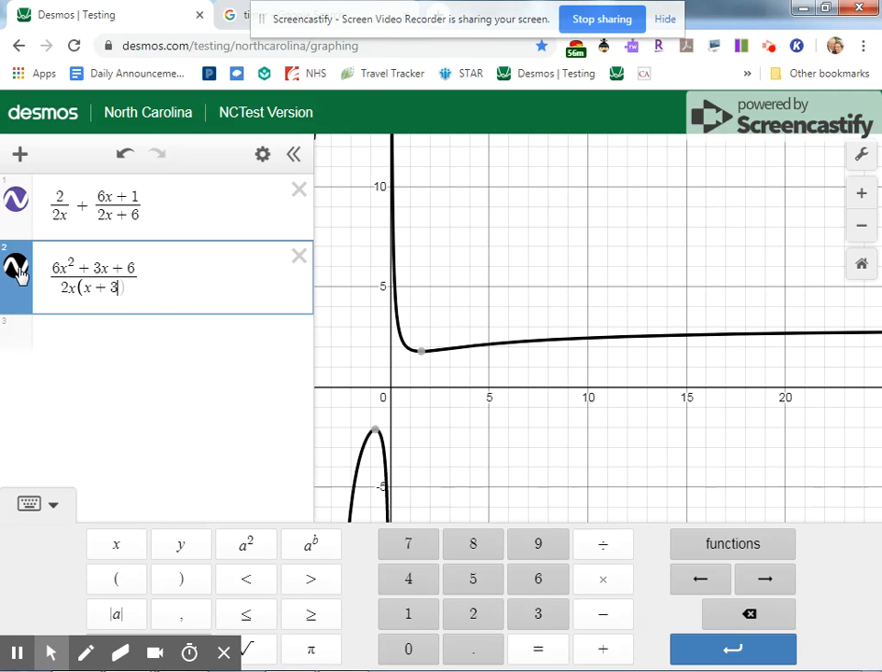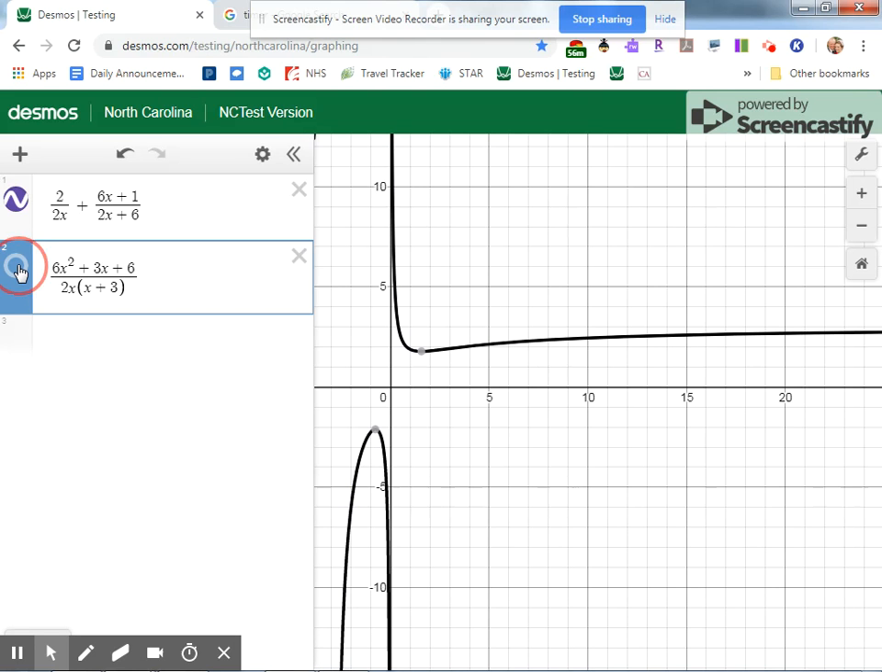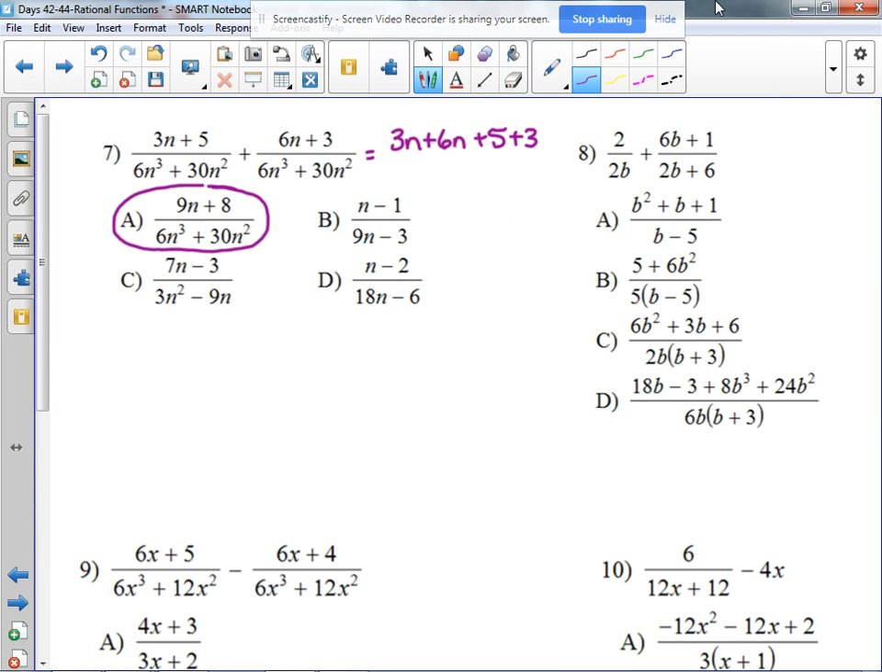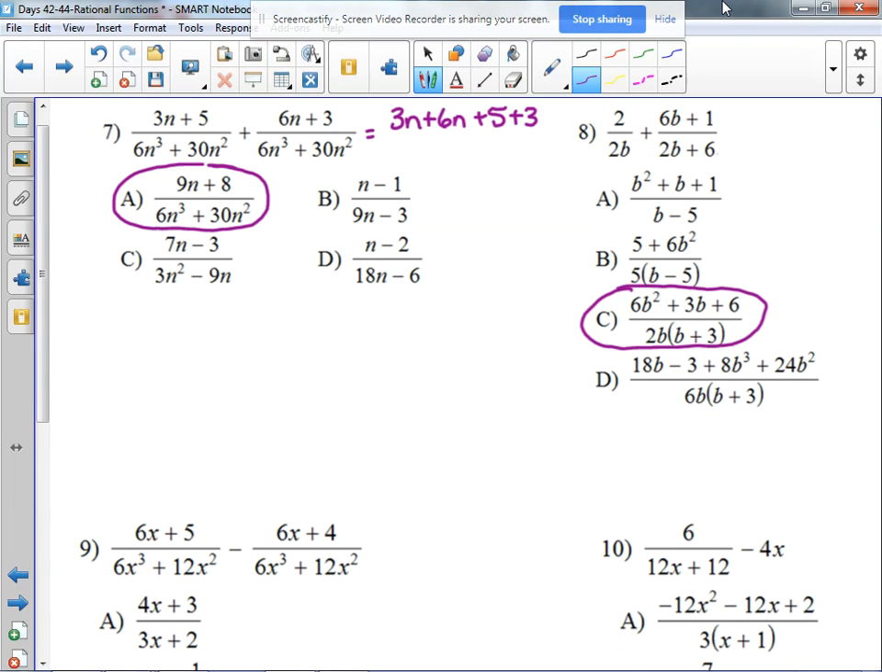Okay, so I typed it in. If I make it disappear and reappear, it is exactly the same thing as the original problem in Desmos. So C is the correct answer there. Okay, no work involved except having to type in what's on my paper.